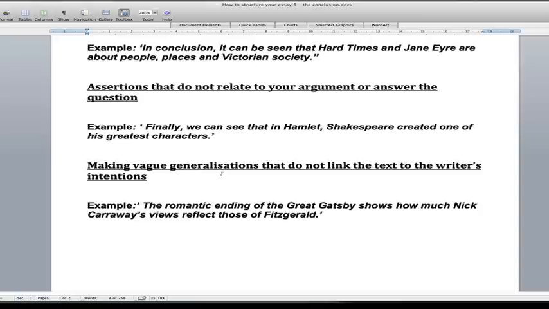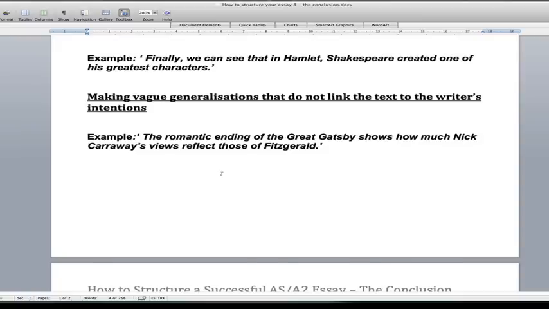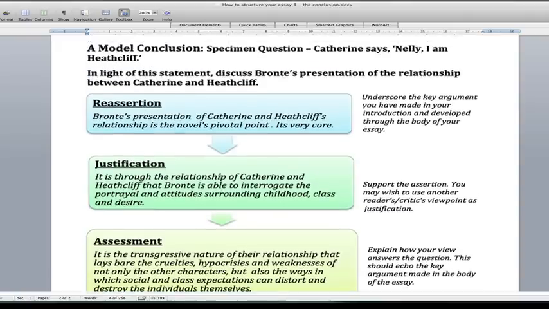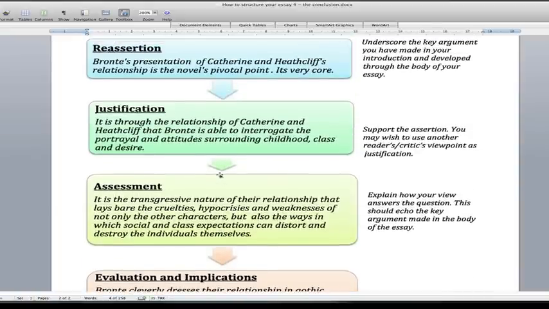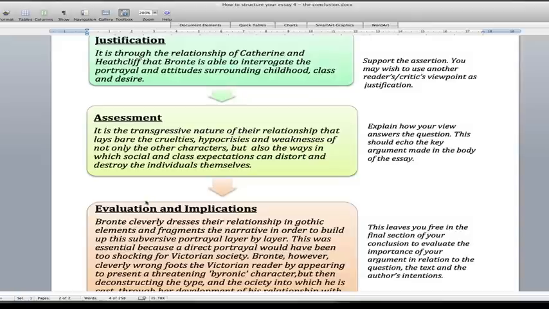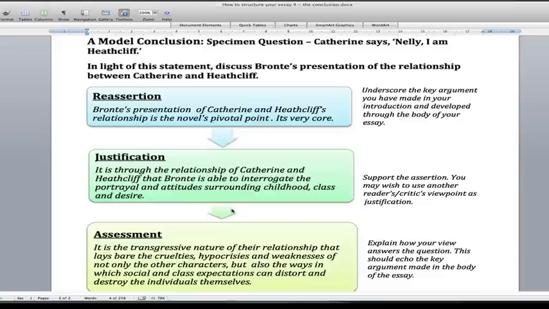Now, if we move on to what a conclusion should look like, as I did with the introduction, what I've done here is I've broken the conclusion down into 4 areas. So you can see there's a reassertion, the justification, the assessment of the question and so on, and the evaluation and the implications of your argument in relationship to the question you're being asked to answer.